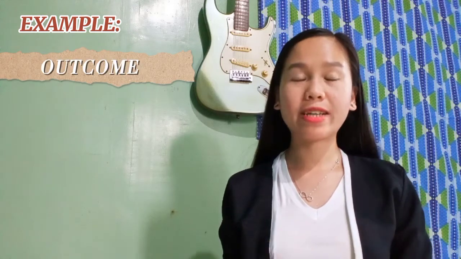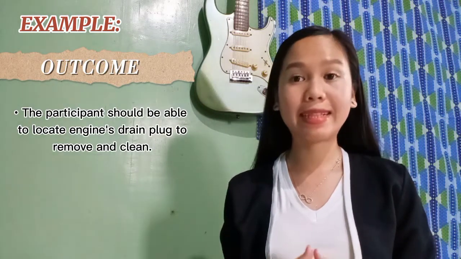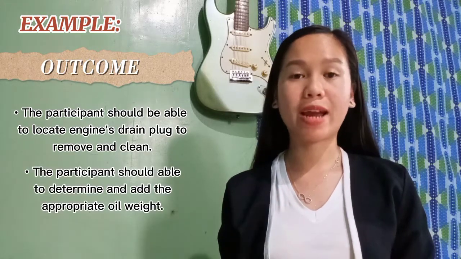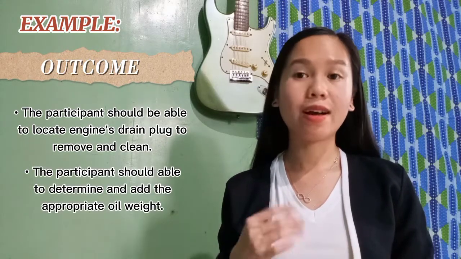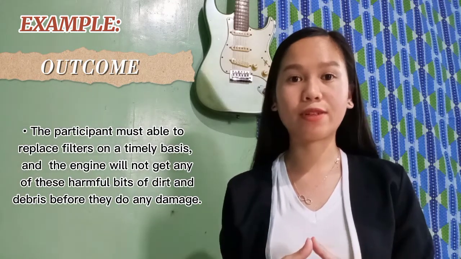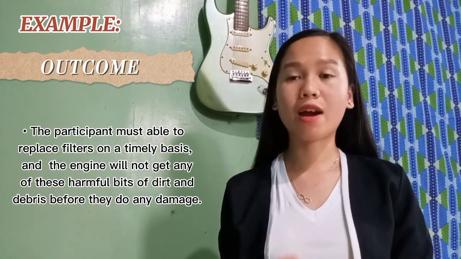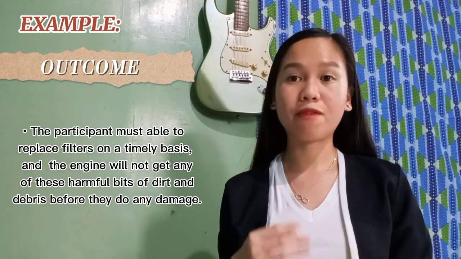So, here's the example of outcome. Based on our first examples of competency and learning objectives, here's the outcome. The participant should be able to locate the engine's drain plug to remove and clean. The participant should be able to determine and add the appropriate oil weight. And last, the participant must be able to replace filters on a timely basis, and the engine will not get any of these harmful bits of dirt and debris before they do any damage.